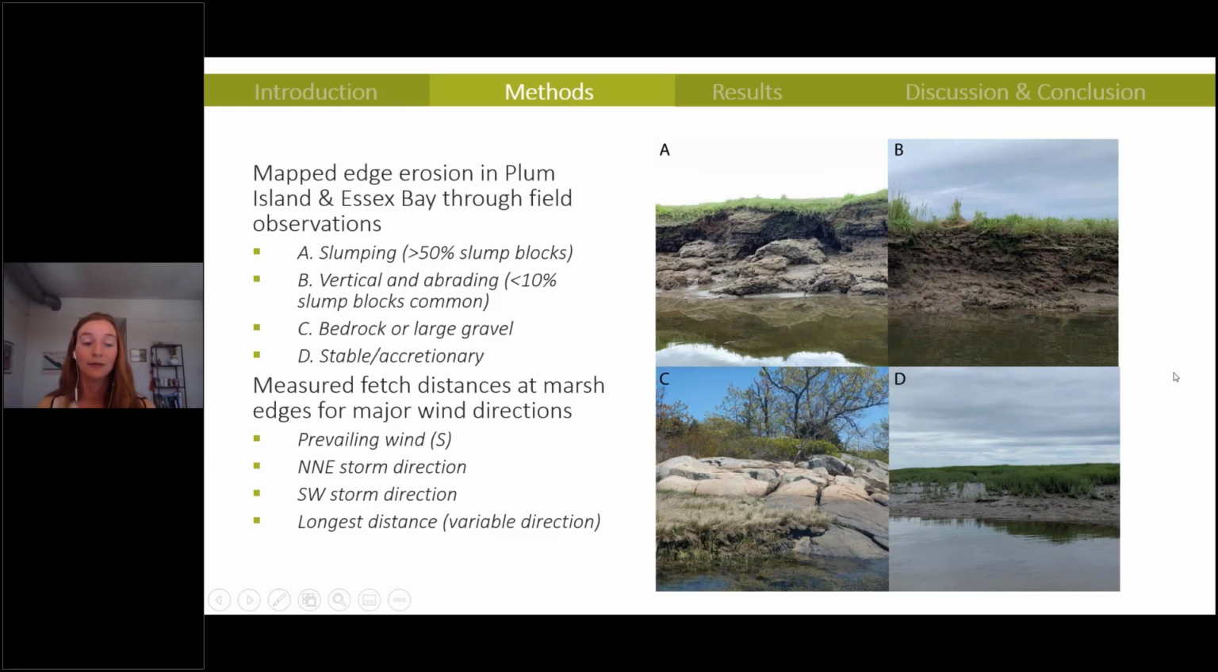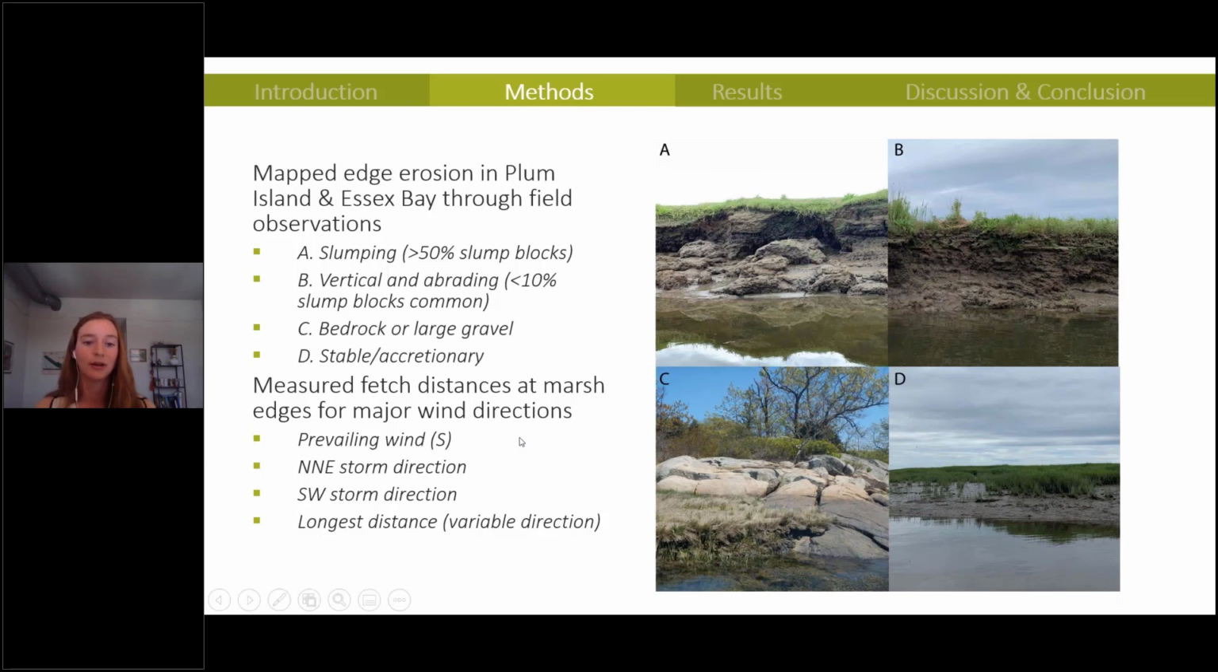So these are pretty stable marsh edges. And then we also had the final category, stable edge or an accretionary edge. So these edges were not eroding and some of them were even growing. They were colonizing mudflats or expanding horizontally. And then using this system of categorization, we mapped over 110 kilometers of the marsh edge. And then along that marsh edge, every 100 meters, we also measured fetch distances for several wind directions. In this region, the prevailing wind direction, the most common wind direction, comes from the south.